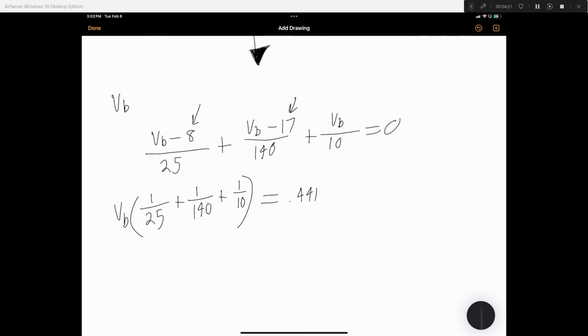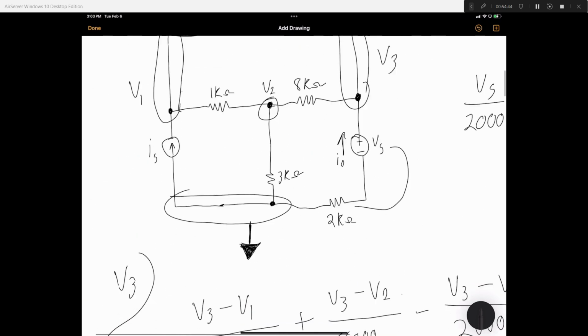I think that's enough to get the right answer. And then we can add these fractions that are connected to VB and then divide them over. 1 divided by 25 plus 1 divided by 140 plus 1 divided by 10. 0.441 divided by 0.147, which I got. And we get a beautiful number.